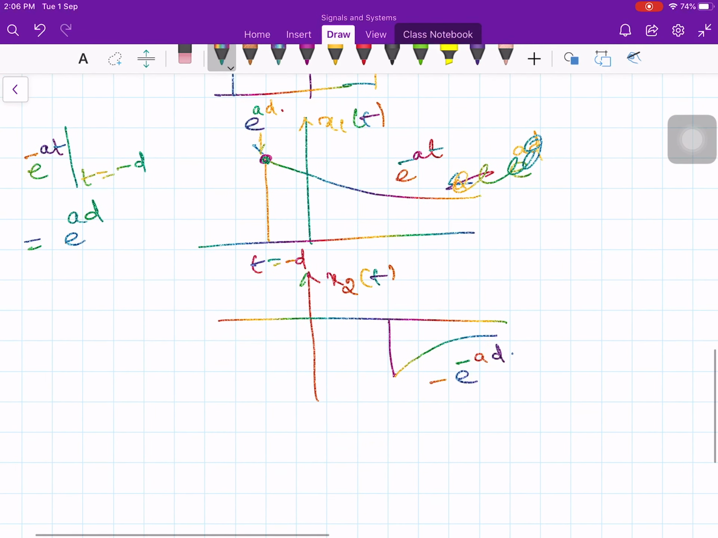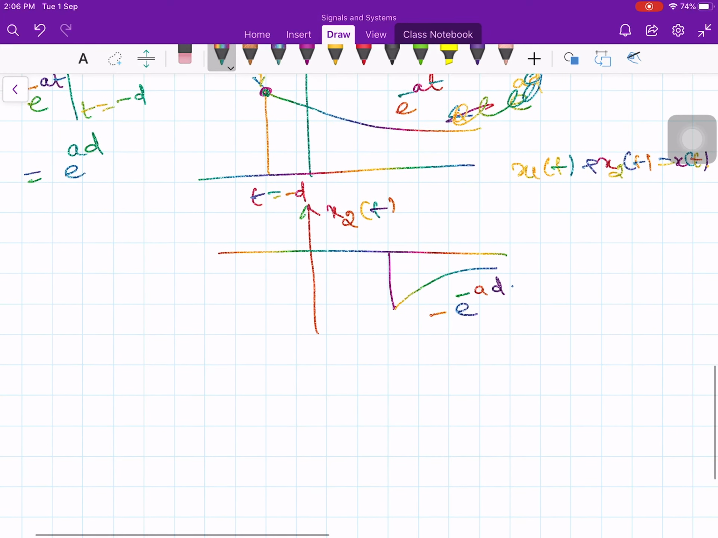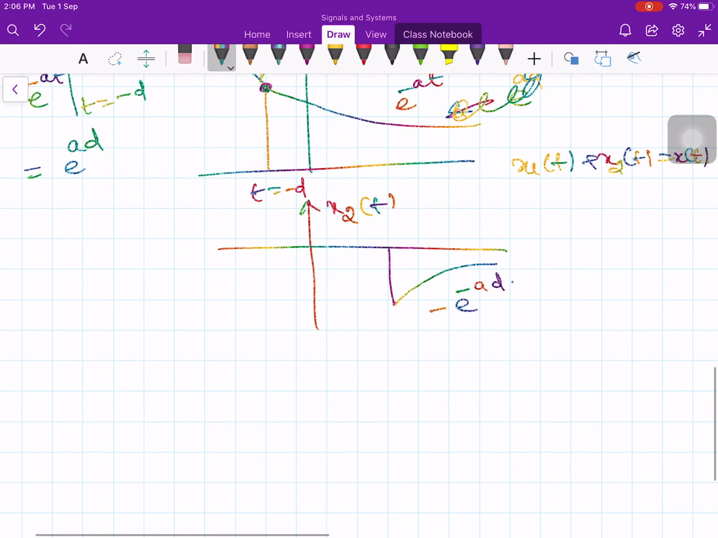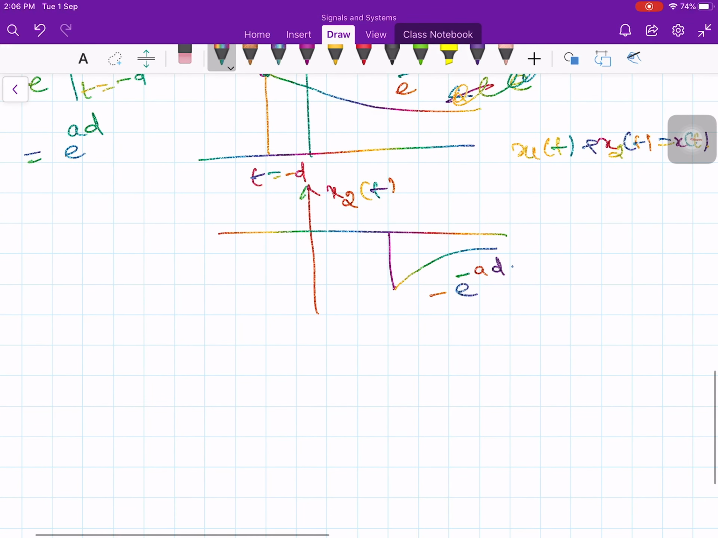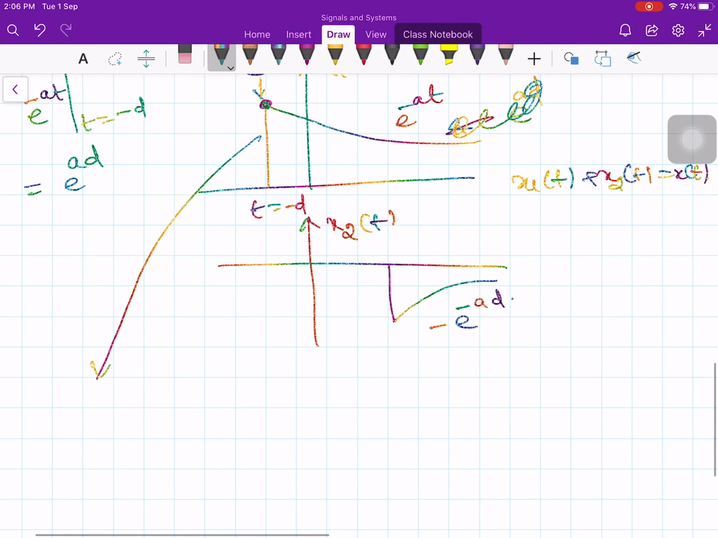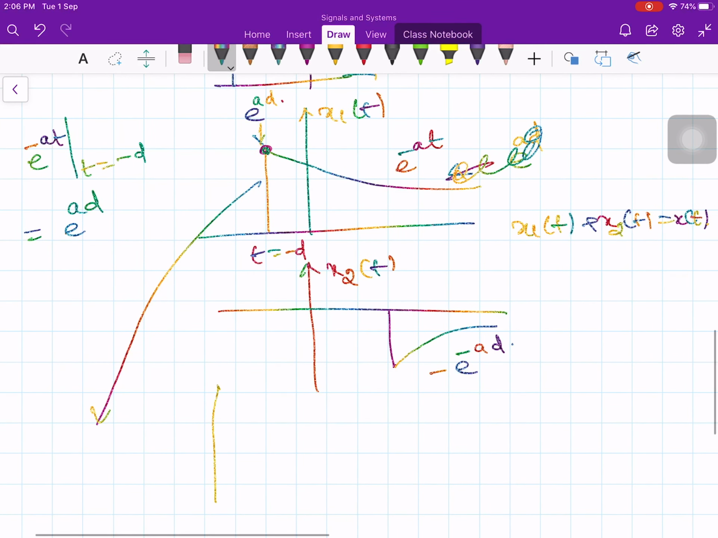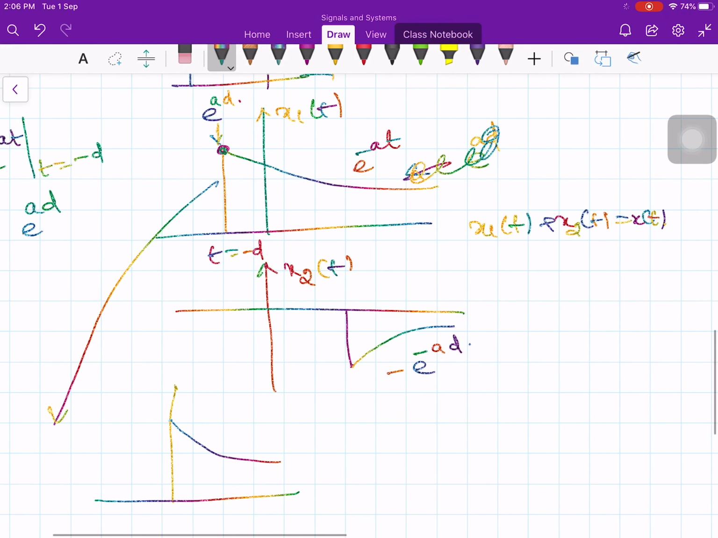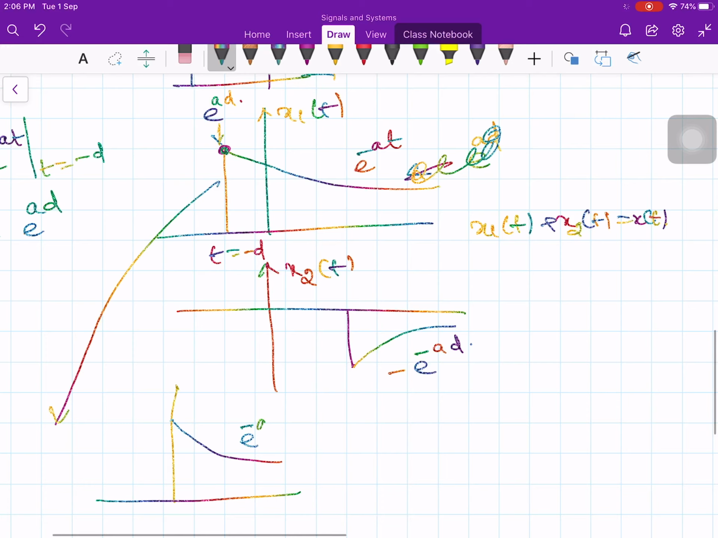Therefore x1 of t plus x2 of t is equal to x of t. Okay, now we can do this in a different way. First of all, I need to build this signal. How can I build it? Let me take an exponential function like this. This function I can write as e to the minus at times u of t. When t equals 0, its magnitude is 1.